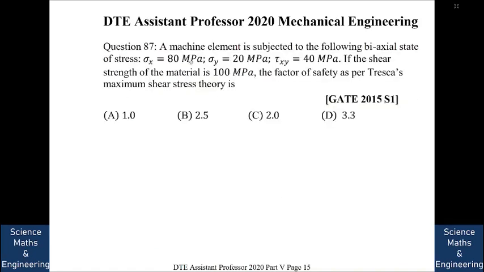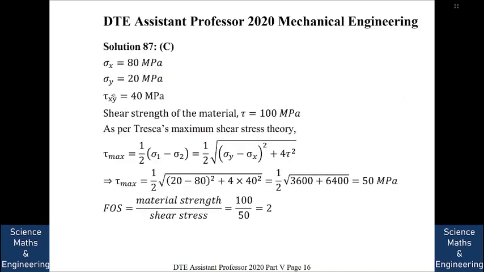So next question. A machine element is subjected to the following biaxial state of stress: sigma x equal to 80 megapascal, sigma y equal to 20 megapascal, tau xy equal to 40 megapascal. If the shear strength of the material is 100 megapascal, the factor of safety as per Tresca's maximum shear stress theory is, so the answer is C. You know sigma x, sigma y, tau xy. Now shear strength of the material is given.